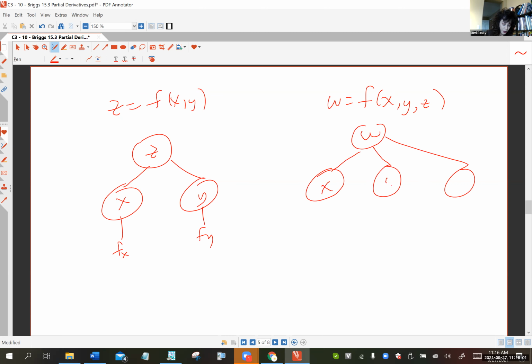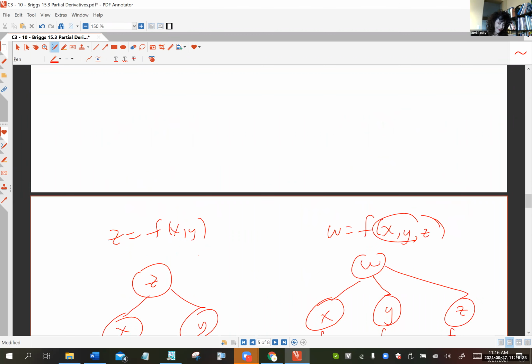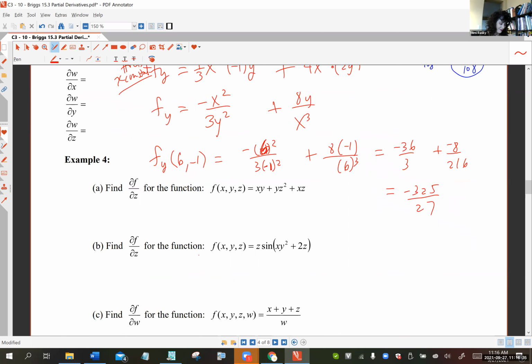How many first partials do you think you're going to have here? How many kids, if you will? You're going to have 3, because you have 1 first partial that corresponds to each of your independent variables. So if you had a function of 4 variables, just say, how many first partials total do you think you'd have? I'll just leave that hanging. 4.